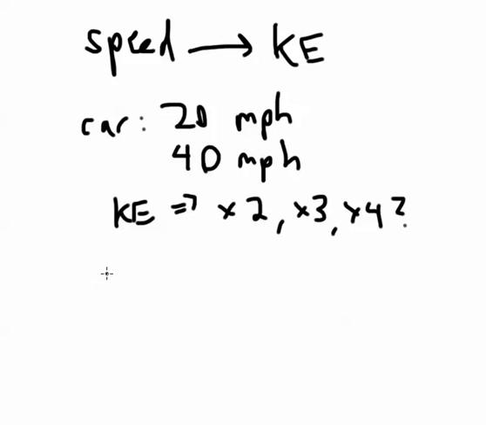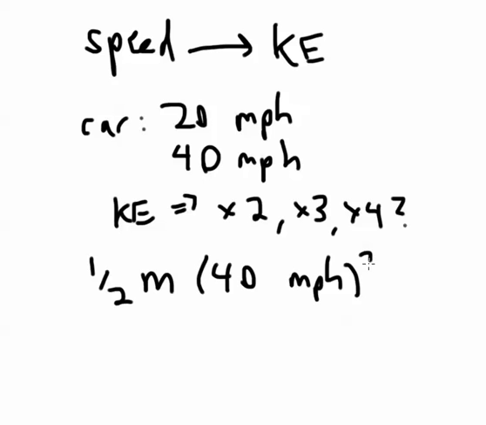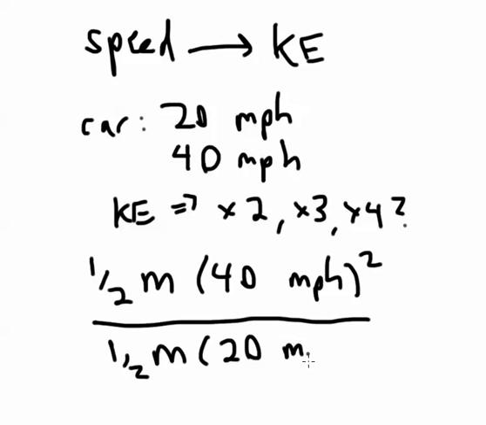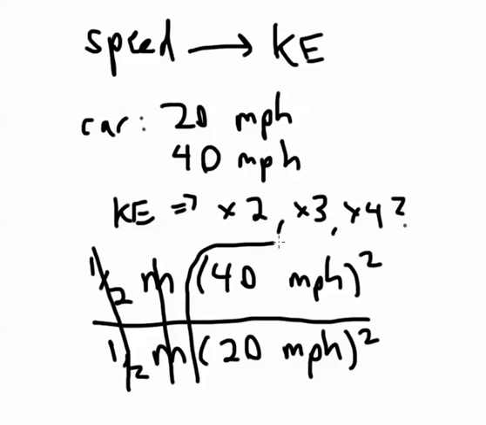So one way to do this is we could take a ratio. We could say the kinetic energy of the fast car is 1/2 times the mass times 40 miles per hour squared divided by the kinetic energy of the slow car, which is 1/2 times the mass times 20 miles per hour squared. What is this ratio? Well, we can cancel the 1/2s because they're the same in the numerator and the denominator, and we can cancel the masses, and what's left is just this.